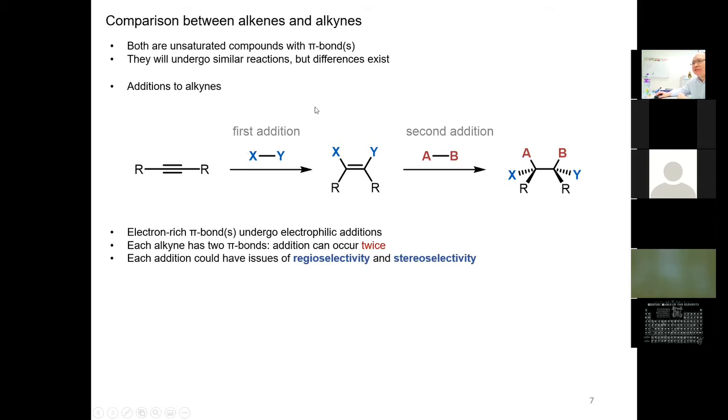That means we can have a first addition and a second addition, but it's more complicated than alkenes because the addition can happen twice, and each addition has issues of regioselectivity and stereoselectivity. Unlike alkenes, where you add just once, for alkynes you need to consider both steps: what's the regioselectivity and stereochemistry of the first step, and what's that of the second step of the alkyne addition. That's more complicated than alkenes, and we will talk about it in detail.